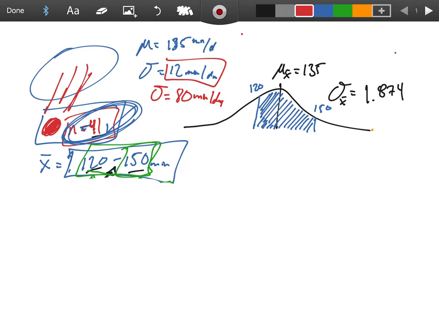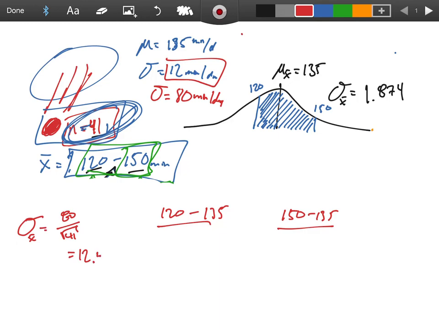Okay, so making that little adjustment, that's going to change. This is going to end up being 120 minus 135, and then 150 minus 135 divided by, okay, I need to calculate a new standard error. So this is going to be 80 divided by the square root of 41. 80 divided by the square root, just more practice, right? It's all good. 41. So now I have 12.49. So this is a made-up number that is much better. 12.49 is going to be the divisor down there now. Okay, so this is going to be lots better.